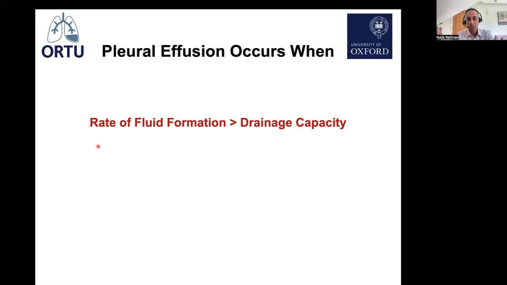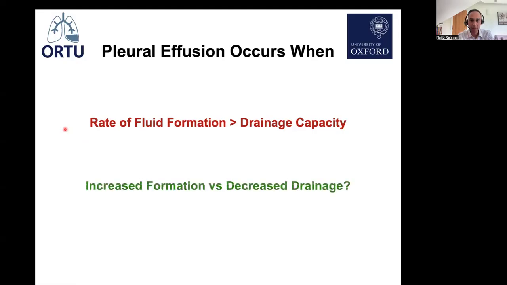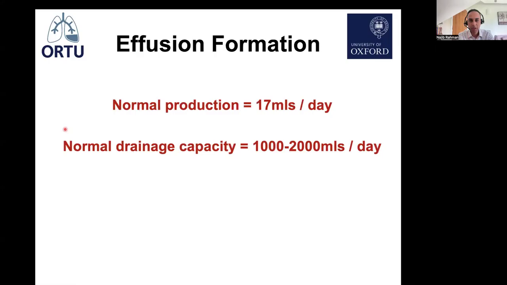When physiology is disturbed. And this is a statement of the obvious, but we need to think about it just a little bit. Obviously, we will get fluid collecting in the pleural space when the amount of fluid being formed is greater than the drainage capacity. But which is the more prominent mechanism? Well, I've already told you that the normal production is only 17 mils per day, and those unethical experiments that I told you about before suggest that in fact the drainage capacity within the normal parietal pleura is 1 to 2 liters per day. So it's very much in favor of drainage.